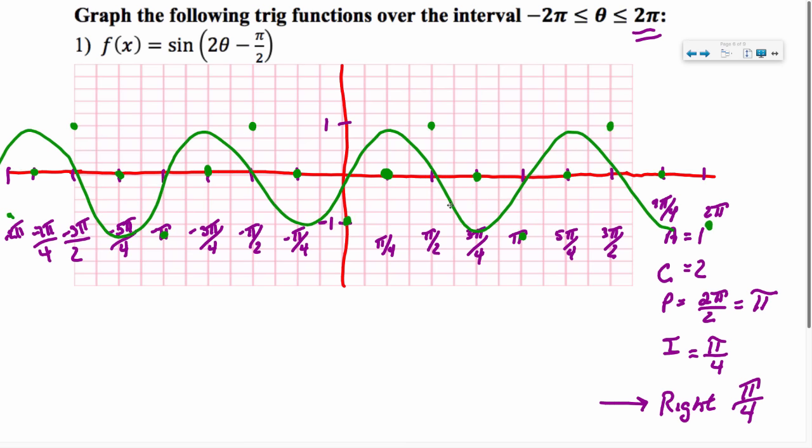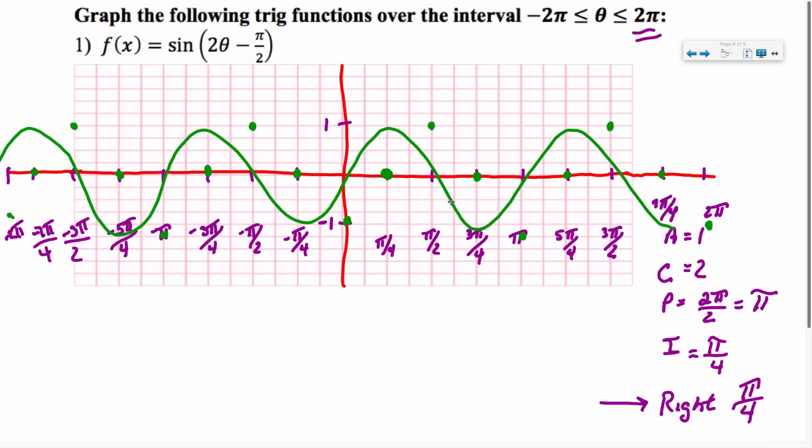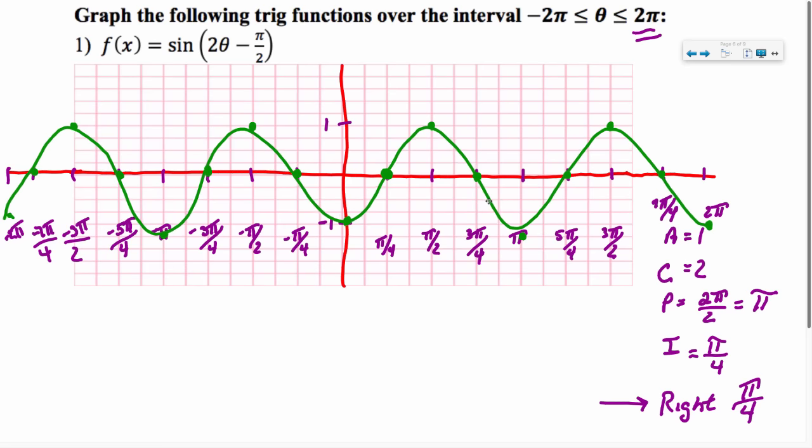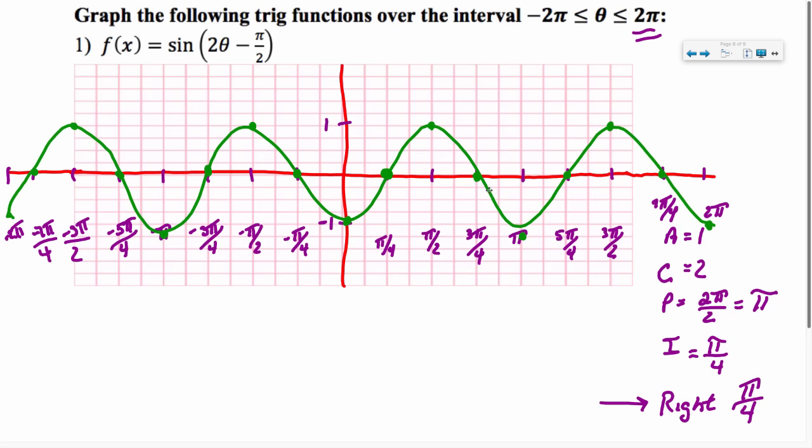Yes, I can. So look, it would have been there, starting at the origin. But since we had a shift of pi over 4 to the right, it now looks like this. That's all. Same curve, just shift it over.